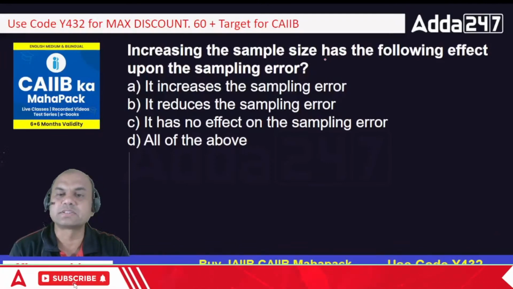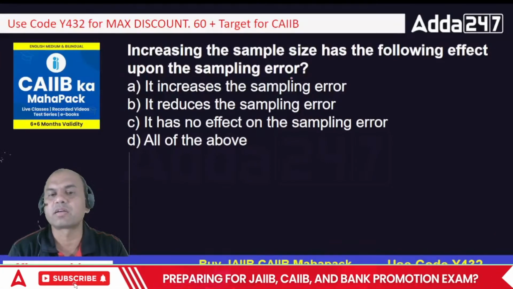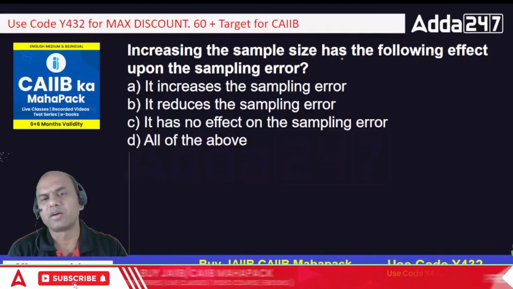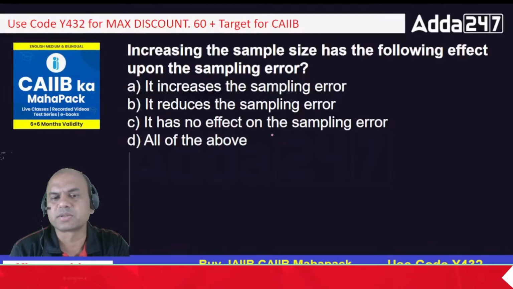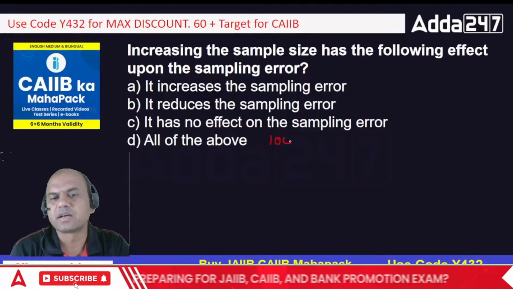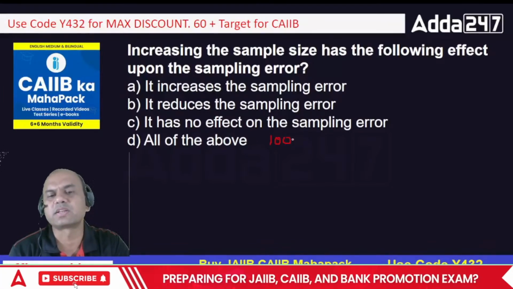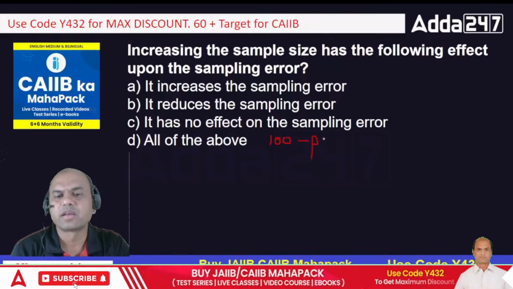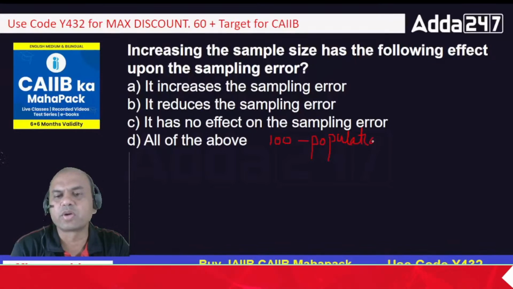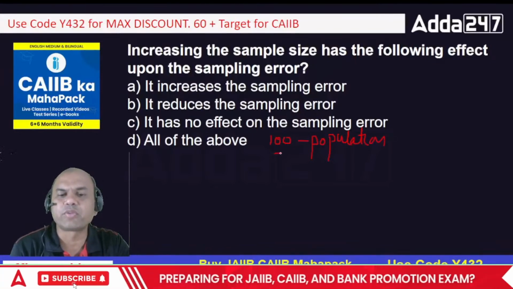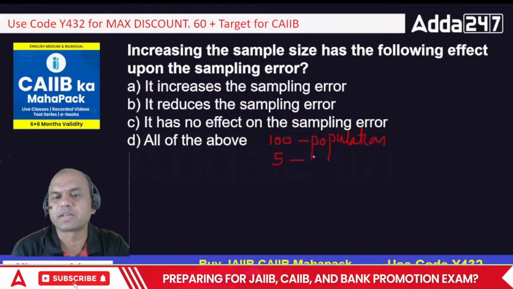Increasing the sample size has a following effect on the sampling error. Now what do you mean by this? Let me take this example. Suppose there are 100 persons. I have to find the answer for, this is a population. There are 100 persons, that is the population. And I take a sample of 5.